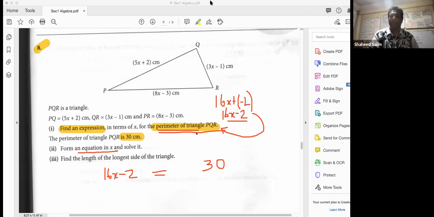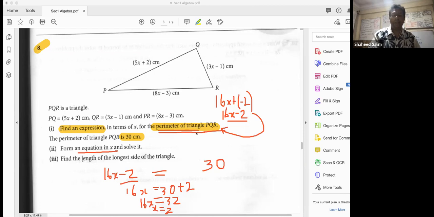Okay, for those of you who are unsure, I'm just going to show you how to solve this. Minus, bring it over, becomes plus. So 16x equals 30 plus 2 equals 32. And then 16x equals 32. X is what? X is 32 divided by 16. You get x equals 2. How does 32 divided by 16 get 2?